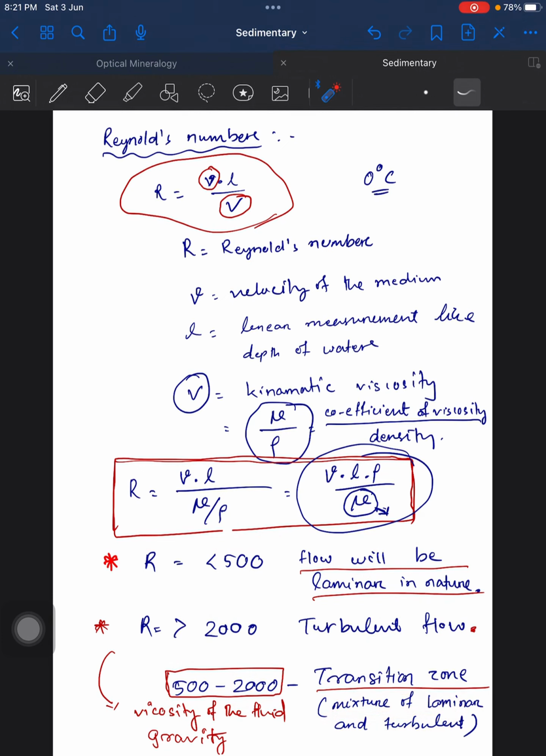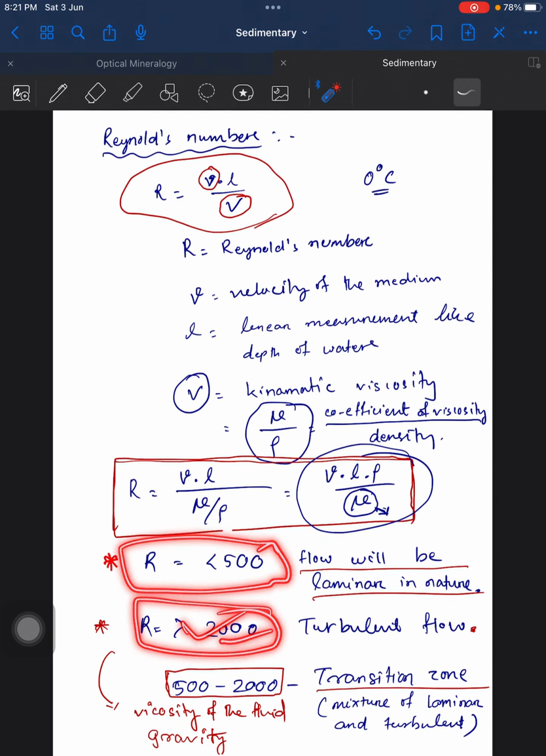So the thing is that the Reynolds number is generally decided by two things. One is the viscosity of the fluid, and the gravity कितना है, मतलब water जो flow हो रहा है उसको gravity कितना pull कर रहा है. So these are also two things which play an important role. Now we will be seeing how the Reynolds number is becoming less than 500 and how it is becoming greater than 2000.